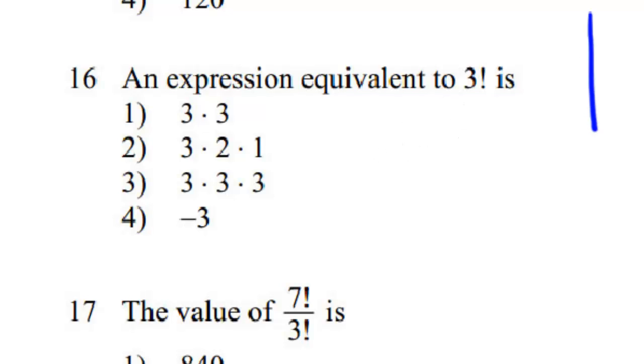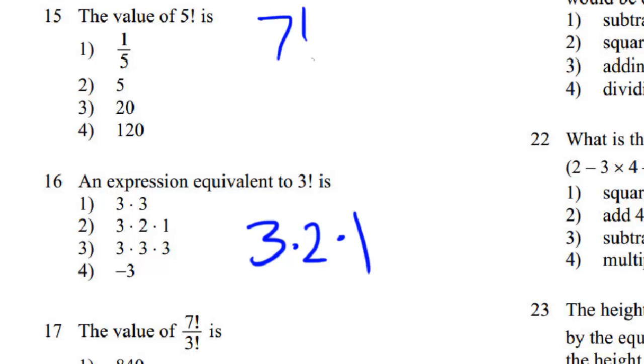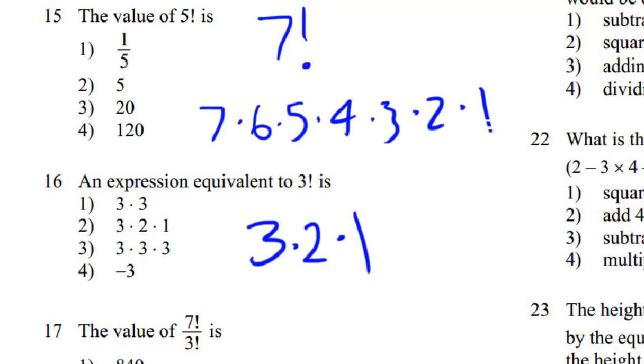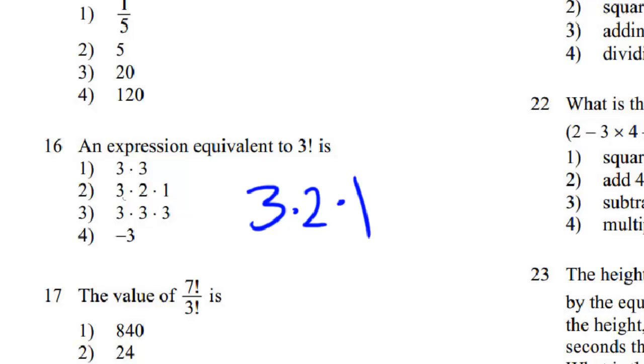So this exclamation point we call factorials, and the way we write a factorial is, in this case, 3 times 2 times 1. So for example, the factorial of 7, if we were to do it right there, would be 7 times 6 times 5 times 4 times 3 times 2 times 1. But that's not asking us, but 16 is. So if we look at this, option number 1 would be like 3 squared, for example, and option number 2 is the only appropriate one.